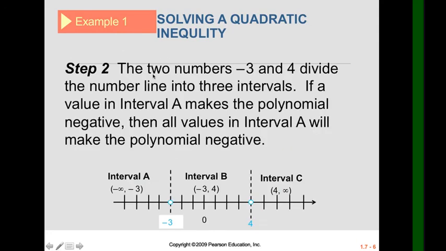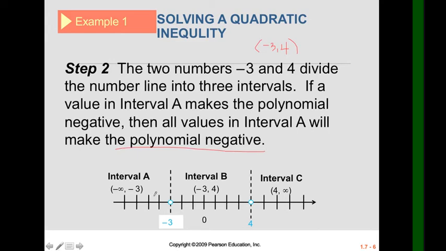Okay, step 2. The two numbers, negative 3 and 4, are what we got, right? So, those are our interval boundaries. We got negative 3 and 4 earlier from our solution. Then, divide the number line into 3 intervals. If a value in an interval makes the polynomial negative, then all values in that interval will make the polynomial negative. So, how does that work?